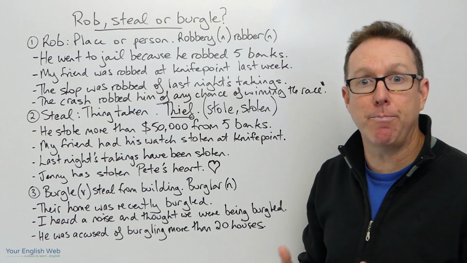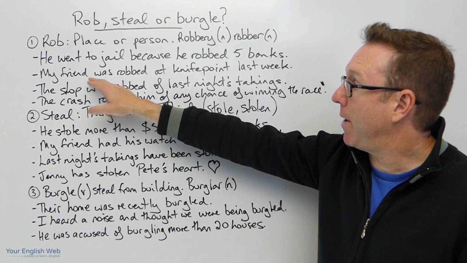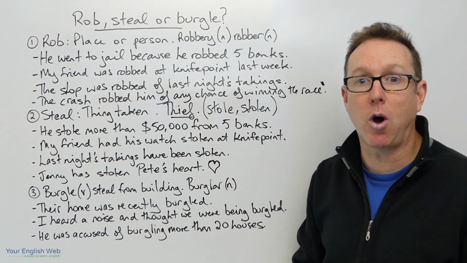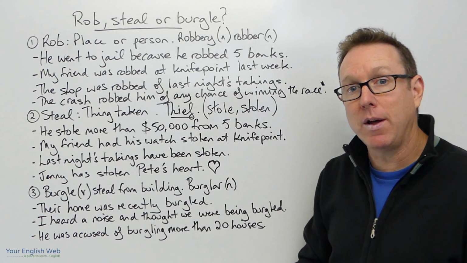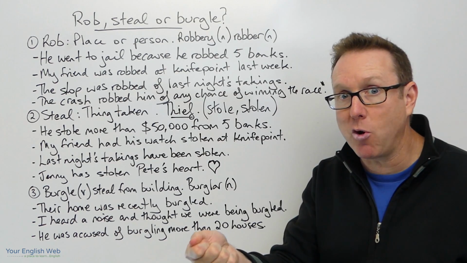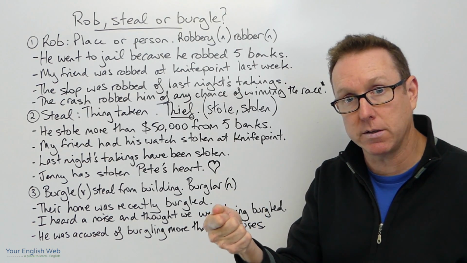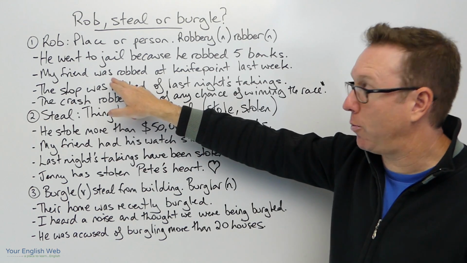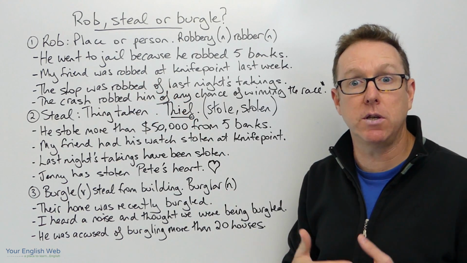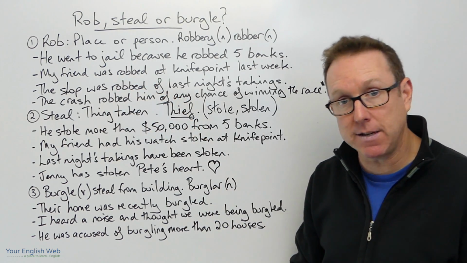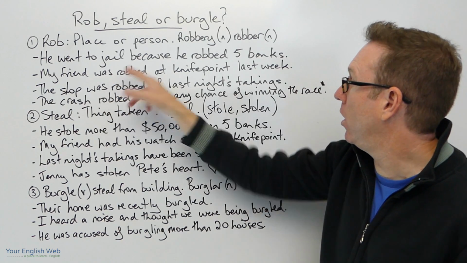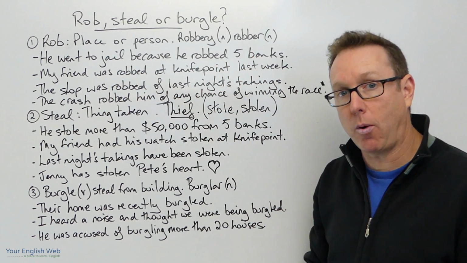He robbed five banks. Second example, my friend was robbed at knife point last week. Now, at knife point means that somebody has a knife and they say, give me your money, and they rob somebody at knife point. Here, we're using the verb passively. Here, the verb is active. Here, it's passive. It's very common to use the verb to rob in a passive structure, more so than active sometimes. So my friend was robbed, or five banks were robbed.